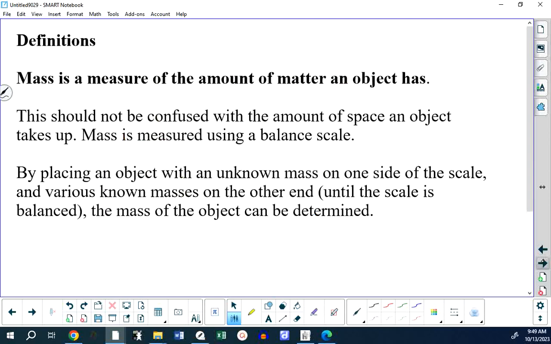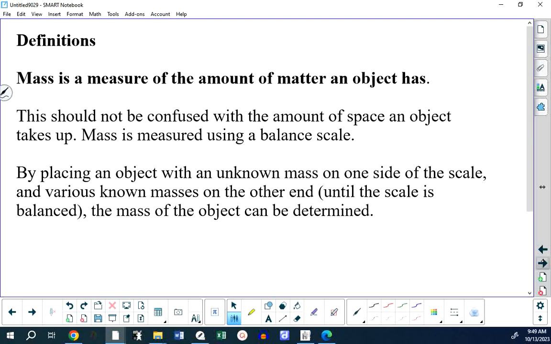So I have some objects we're going to put on the scale in order to determine the mass of something. By placing an object with an unknown mass on one side, the scale would tip, right? So then what you do is you start putting masses that you know the values of on the other side until it balances. And whatever gravity is pulling down on the left side with will be the same as the force of gravity on the right.